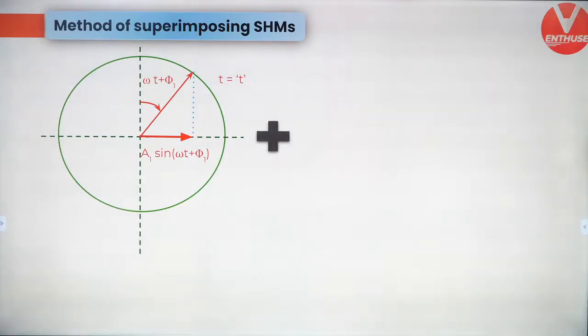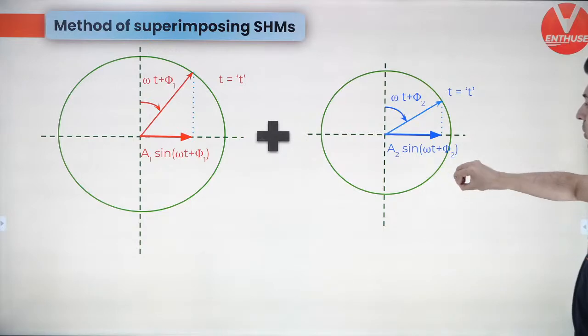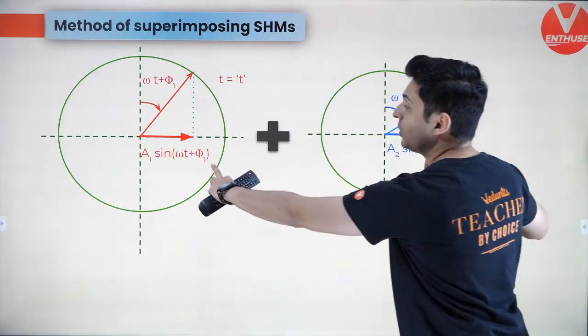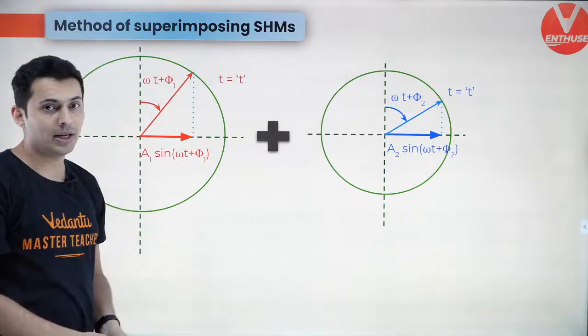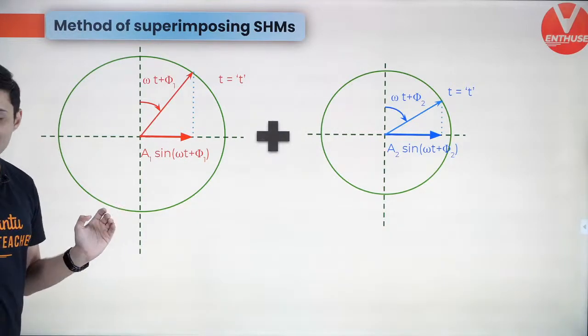I want to add this phasor with another phasor. This has another phi 2, another amplitude, but same omega. Notice, what did I just tell you? In JEE, you have only same omegas for addition or subtraction. So that's very important. Very good, Ali. Join in.